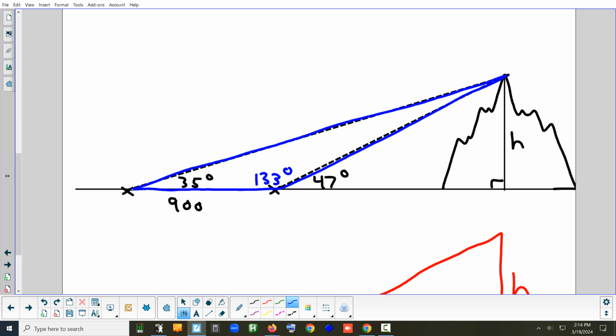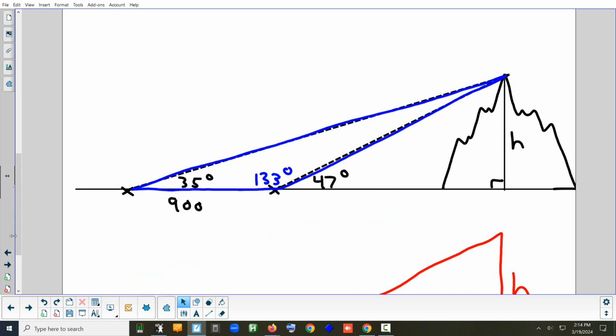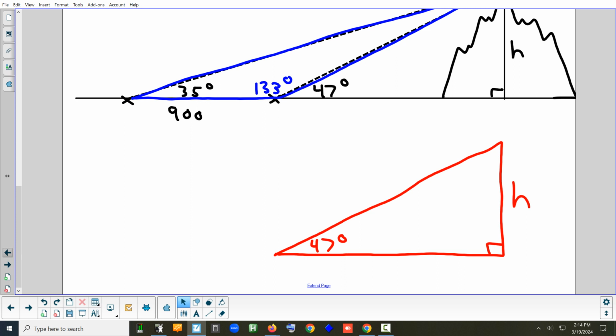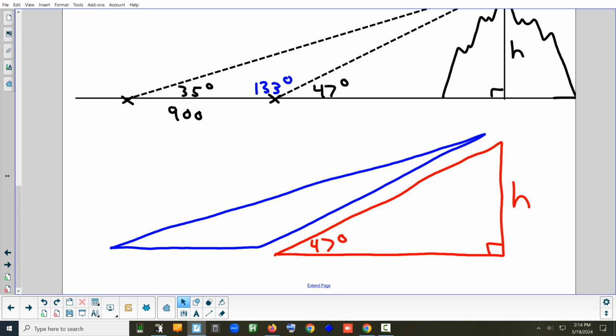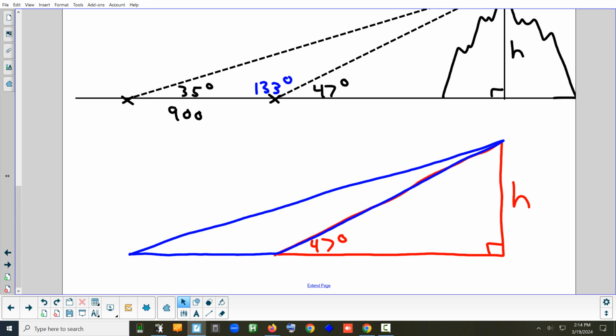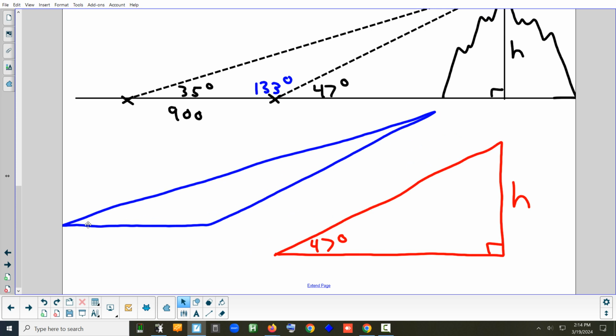Now, what side there do you think we would want to figure out? Because then it'll help us with the red one. We want to find the far right one. Yeah, if you find that side on the far right, it's exactly the same as the hypotenuse in the red triangle. So you figure out this side on the right, then you know the hypotenuse in the red one, then we're good. Then we can solve it.